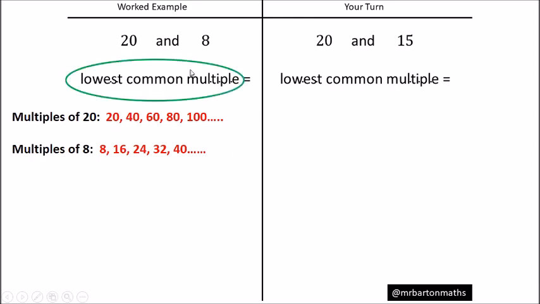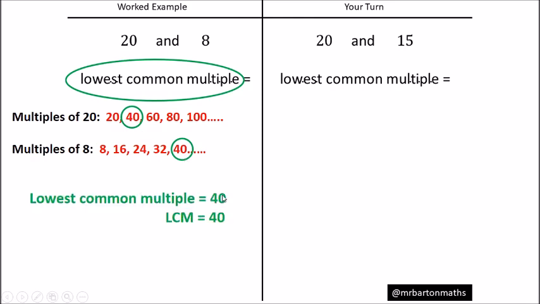So what does lowest common multiple actually mean? Well, we're looking for the lowest common number in both of these lists. So common means that number's in both of these lists, but we're looking for the lowest today. So the smallest number in both of these lists is 40. There's no smaller number which appears in both of these lists. So our lowest common multiple is 40, and sometimes that's written as LCM. So LCM stands for lowest common multiple.